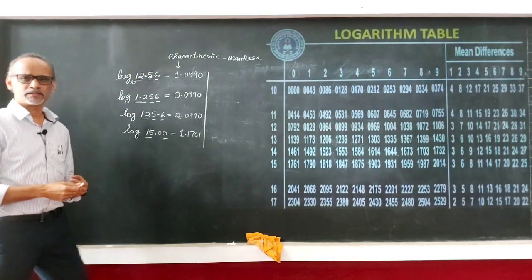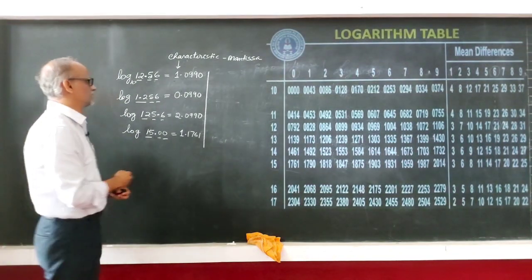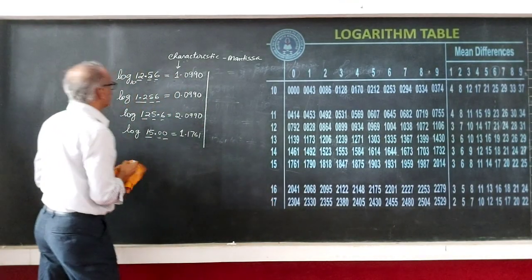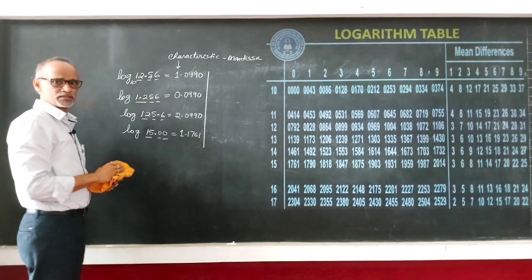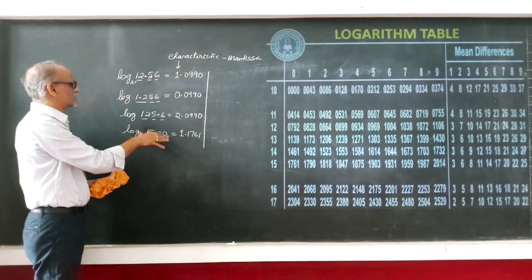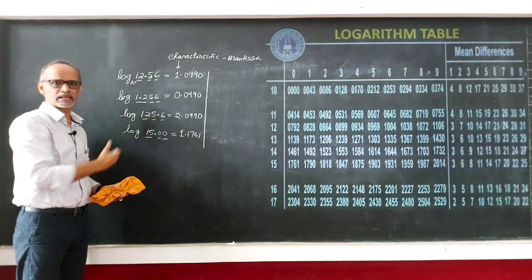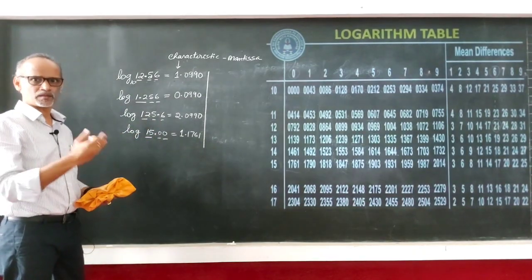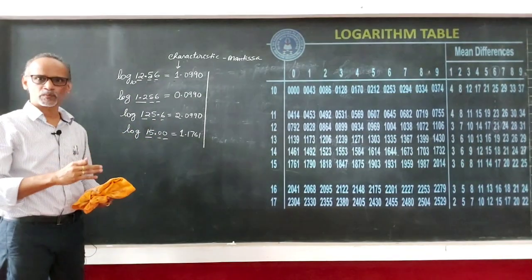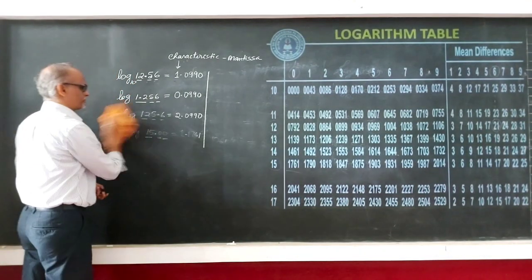Now I would like to give a log of another set of numbers, that is, the log of a number which is lesser than 1. All the numbers I have written so far are logs of numbers greater than 1. So I am going to write the log of a number which is lesser than 1, for which the rule is slightly different.